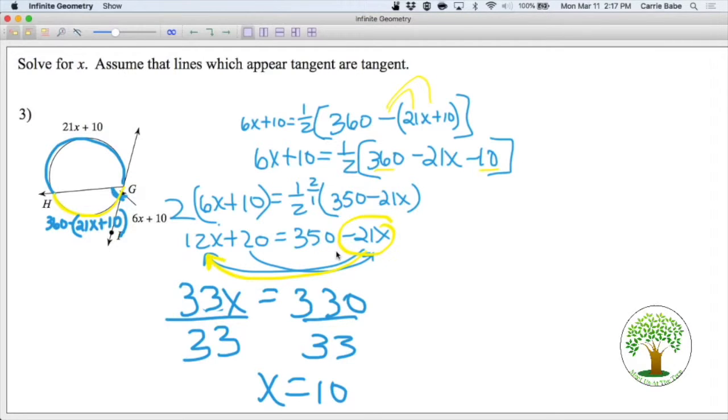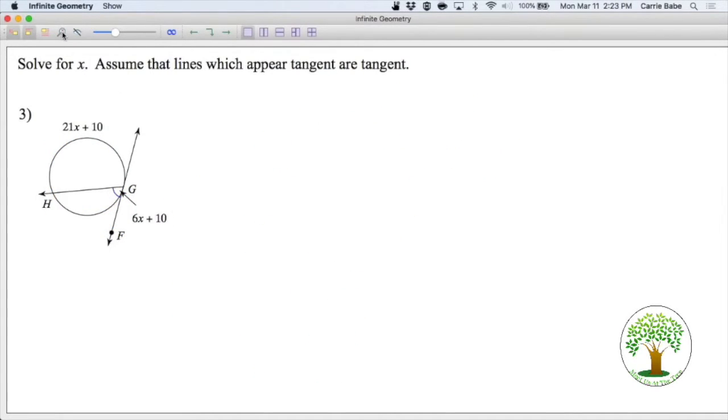Okay. All right. We're gonna now move to number 5. And if I come over to here, I should get x equals 10. That's correct.